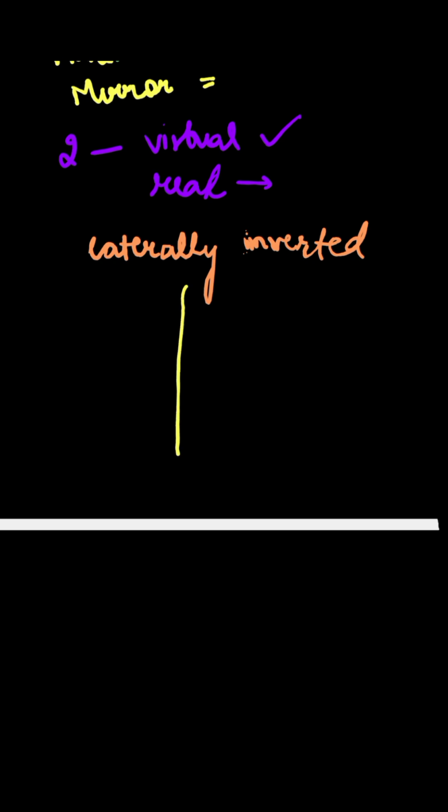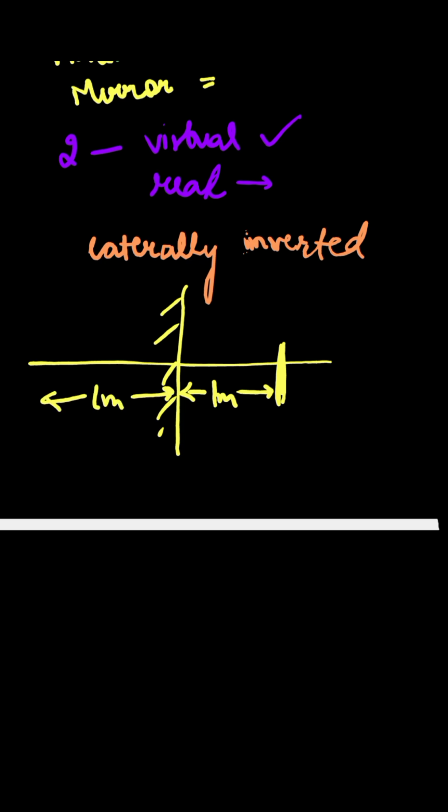Suppose this is a plane mirror, and this is a normal. If the object is standing 1 meter from the mirror, then the image will also be formed 1 meter away from the mirror at the back. So this means the image is as far behind the mirror as the object is in front.